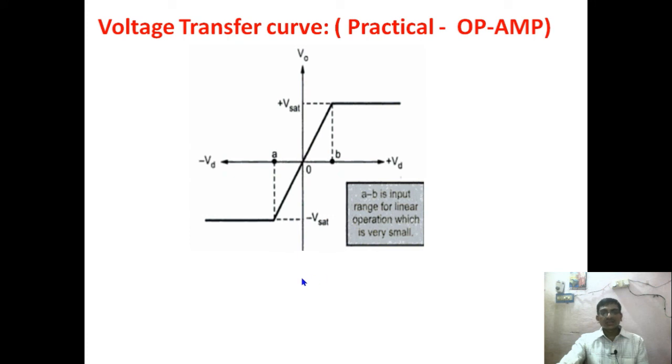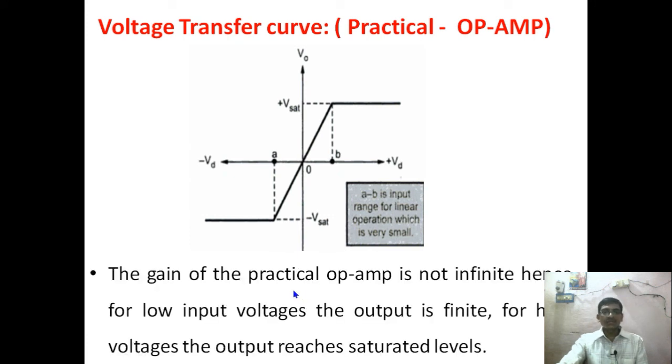And the voltage transfer curve for the practical operational amplifier: if you see, the gain of a practical op amp is not infinite. Hence, for the low input voltages, the output is finite. For high voltages, the output reaches the saturated levels. So if you see in this graph, on the x-axis it is the differential input voltage, and on the y-axis it is the output voltage. In the ideal case, even though the input voltage is just above the 0, we will have the output of plus V saturation, and just below the 0, we will have the output of minus V saturation.